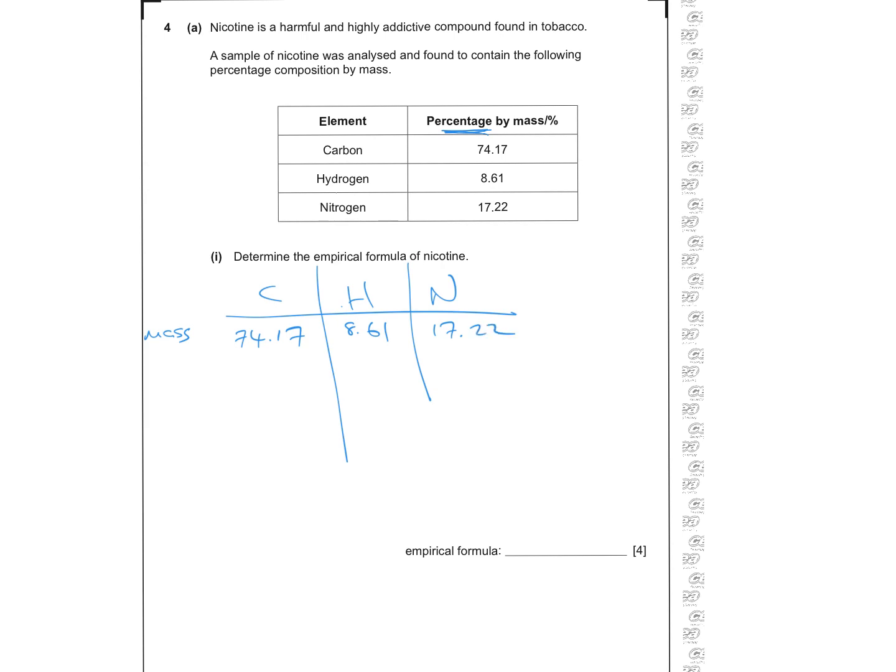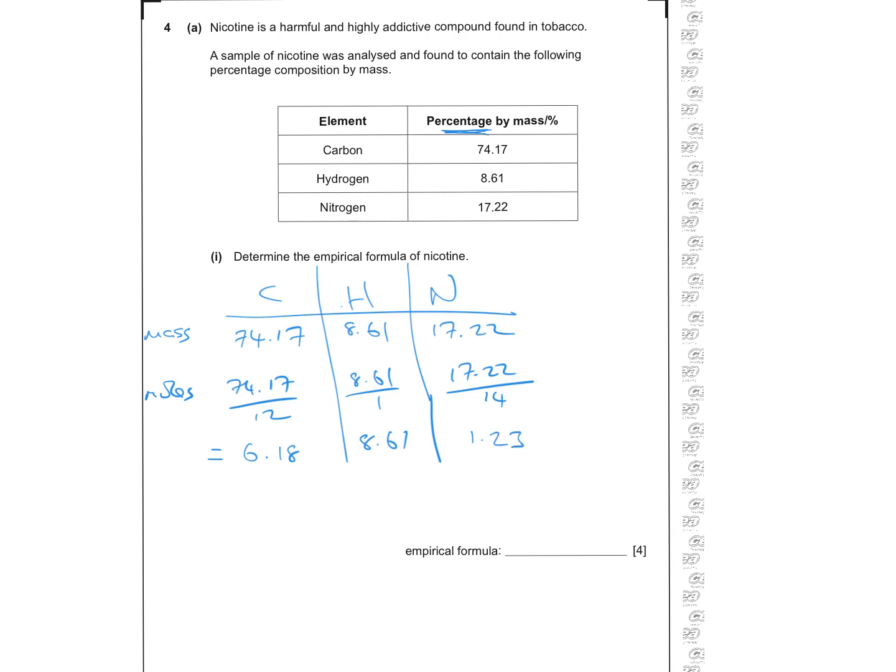Now I've got to work out the number of moles of each of these. So I'm going to divide this by 12, and that works out to be 6.18. Here was 8.61 over 1, which is just 8.61. And then 17.22 divided by the RFM of nitrogen, which is 14. Now it's not N2. You don't do N2 and H2. It is just the mass of one single atom. So that works out to be 1.23.